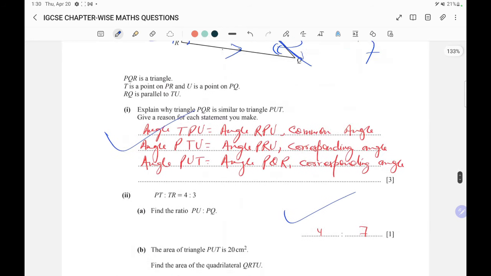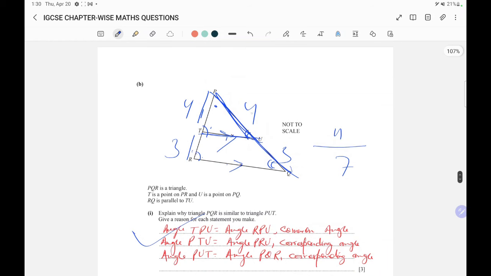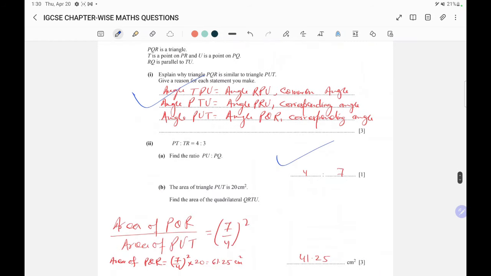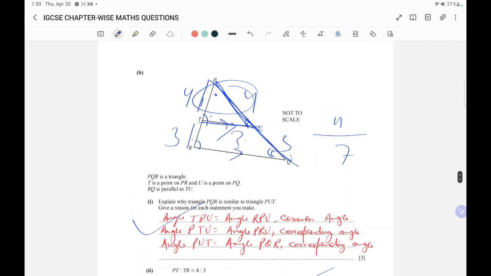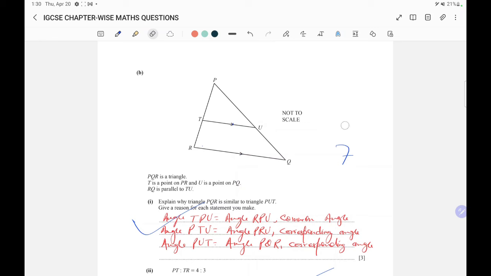The area of the triangle PUT is 20, okay, PUT is 20. Find the area of the quadrilateral QRTU, okay, this one. So this is already given. If we find area of the big triangle and if we subtract, then we can get this part, okay. So this is our question, how to do that.